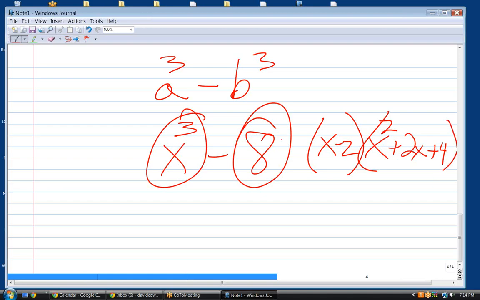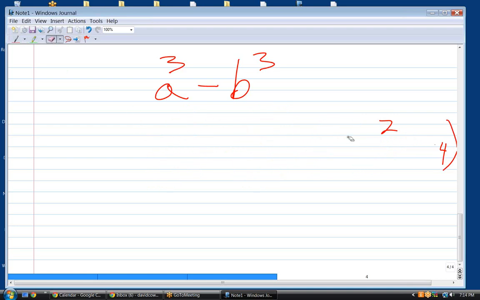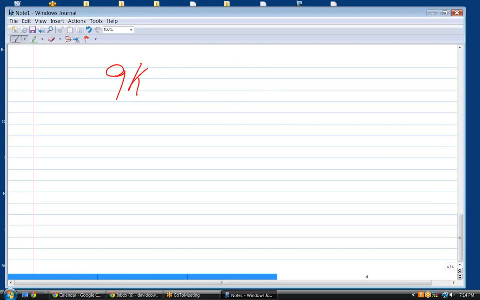And there's a formula for factoring the difference of perfect cubes. Like I said, I don't know if you'll get it this year, probably not. But at some point you will get it. All right, what else you got? Okay, the next one is 9k squared plus 24k plus 16.